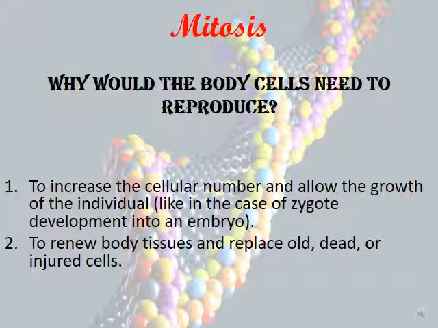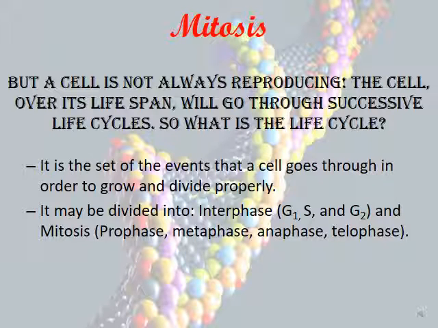So why do the body cells need to reproduce? First, to increase the cellular number and allow growth, like the case of the zygote developing into an embryo, and to renew the body tissues and replace the old, dead, or injured cells. Mitosis is a set of events. It may be divided into interphase.